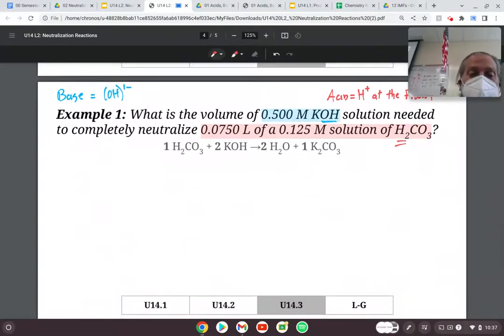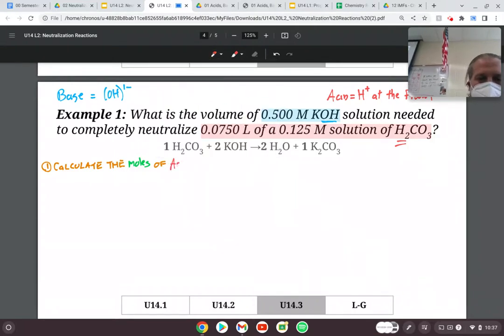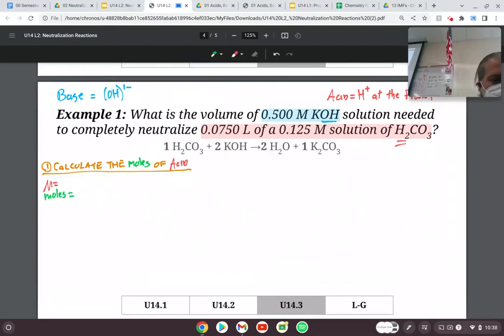So the way that I'm going to work out this problem, again, is working through the 3 steps. Step 1 is going to be to calculate the moles, and in this case, it's going to be of acid. So we're going to calculate moles of acid. And when we do that, based on our steps to solve up above, we're going to start by using the molarity equation. So I'm going to go ahead and identify my variables. I have molarity, I have moles, and I have volume.